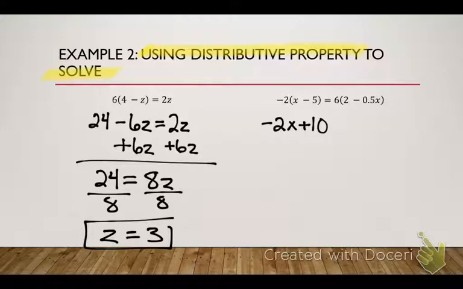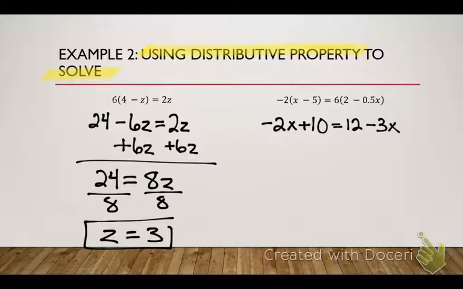All right, equals, can I distribute this? Yeah, of course. 6 times 2? 12. 6 times negative 0.5? Negative 3x. And now I have to decide, do I move my 3x to the left side or do I move my 2x to the right side? Is there a wrong way to do it? No. You could do either way.